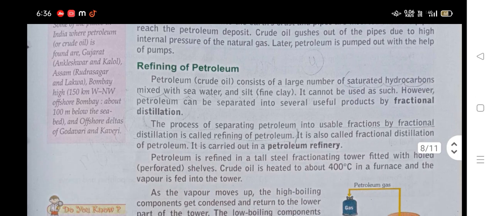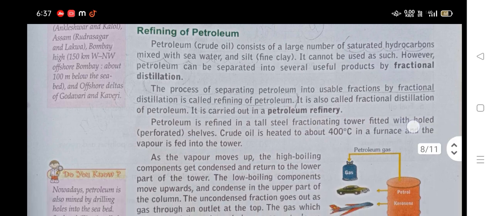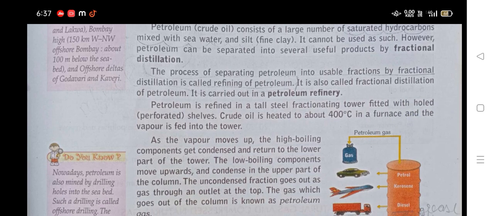Refining of petroleum. Petroleum, that is crude oil, consists of a large number of saturated hydrocarbons mixed with seawater and silt, fine clay. It cannot be used as such. However, petroleum can be separated into several useful products by fractional distillation. The process of separating petroleum into usable fractions by fractional distillation is called refining of petroleum. It is also called fractional distillation of petroleum. It is carried out in a petroleum refinery.